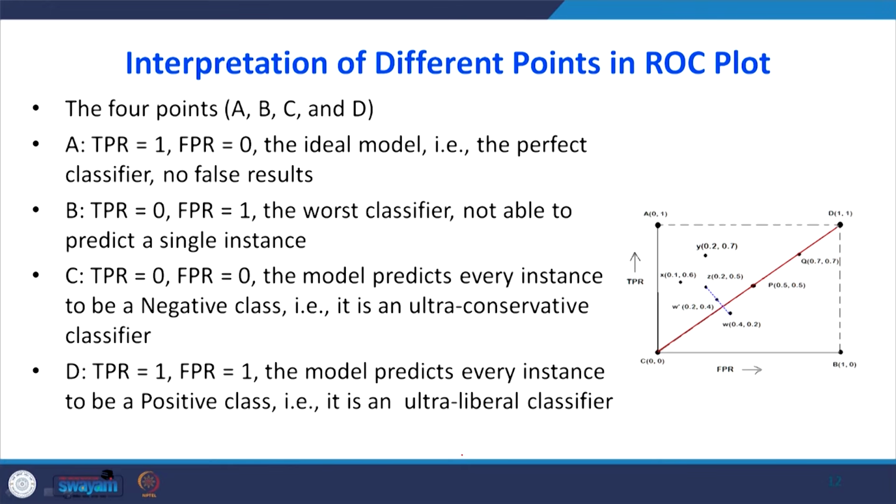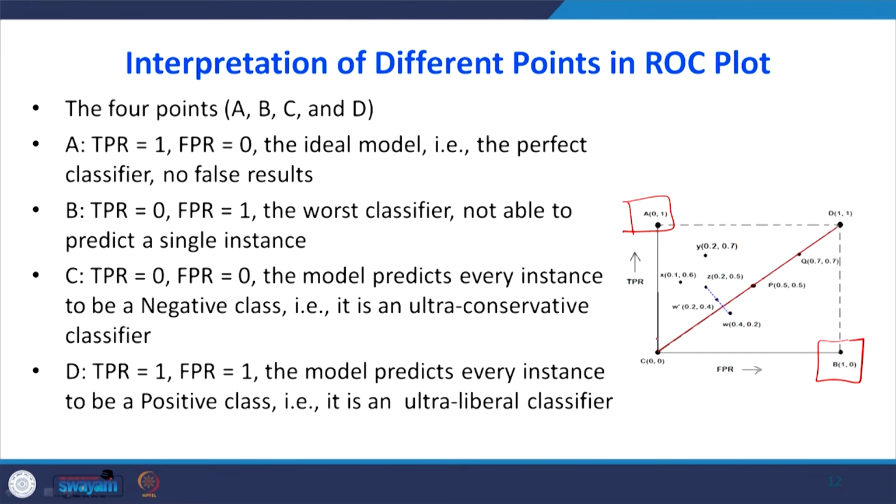First, we will look at the point A. Point A is this location. What is happening here? The true positive y value is 1, false positive 0. This is an ideal model, the perfect classifier, no false result. Then we will go to the second category, that is B. Here the true positive rate is 0 because y value is 0, but x value is 1. The worst classifier, not able to predict a single instance.